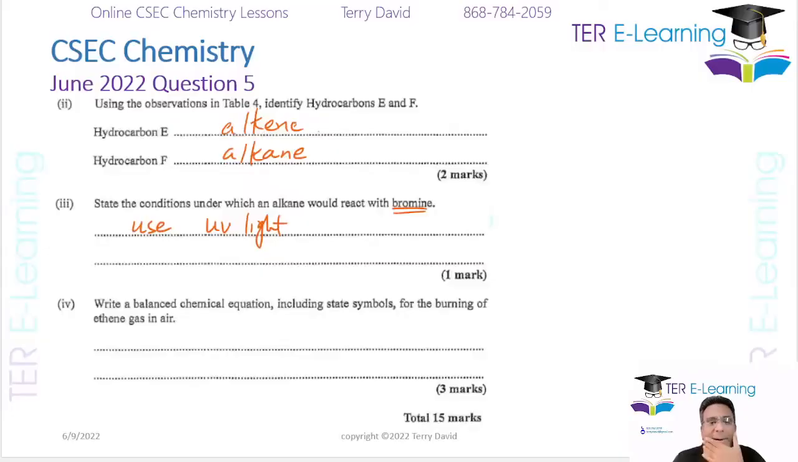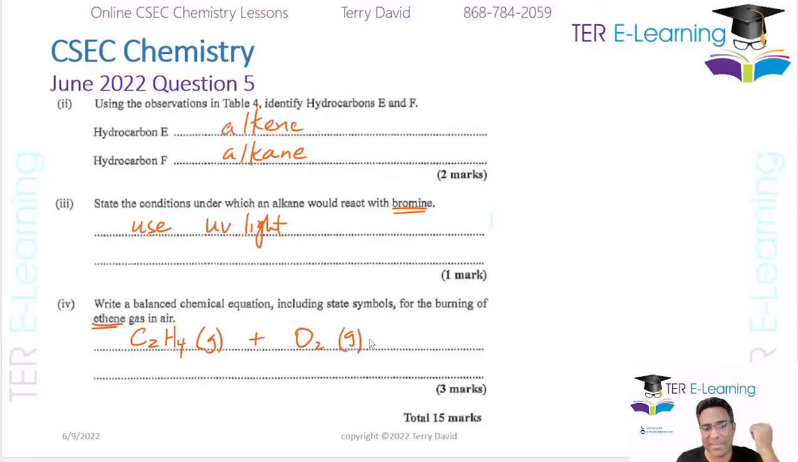All right, next part. Write a balanced chemical equation, including state symbols, for the burning of ethene gas. So 3 marks for this. They want you to make sure you use the correct formula for ethene. Ethene is an alkene. It has 2 carbons in it. So this is going to be C2H4, because it's an alkene. It's a gas. And you want to burn this thing in oxygen.